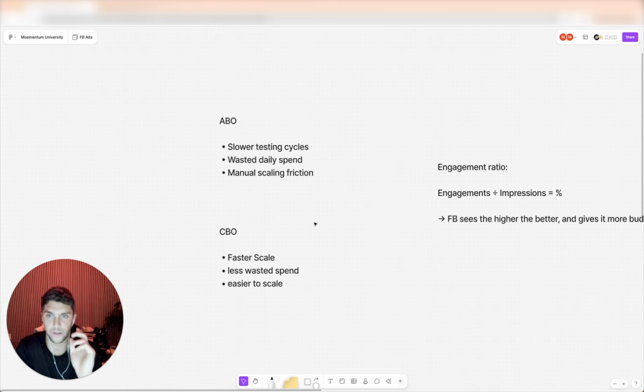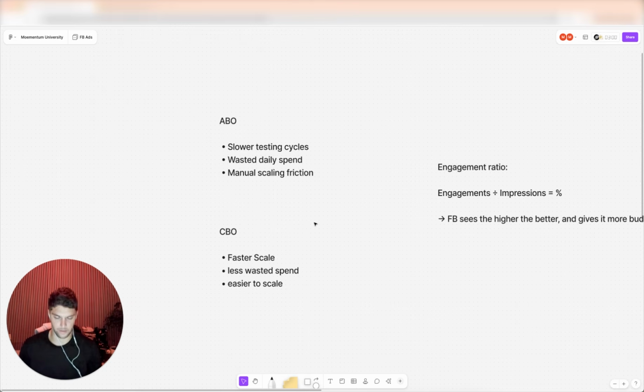The cons of it is it's a slower testing cycle because you have to spend more in order to get that feedback. It's wasted daily spend, it's more expensive, and then it's manual scaling friction. What does that mean? When you are scaling the account, you have to thoroughly look through the data and the ad creatives when it comes to ABO and figure out why something is getting specific click-throughs or why something is getting sales versus not, and so on. Now, what's really hot, and what you see some of the best Facebook media buyers doing, is CBOs. CBOs are just faster to scale, there's less wasted spend, and they're easier to crank and put more money behind.